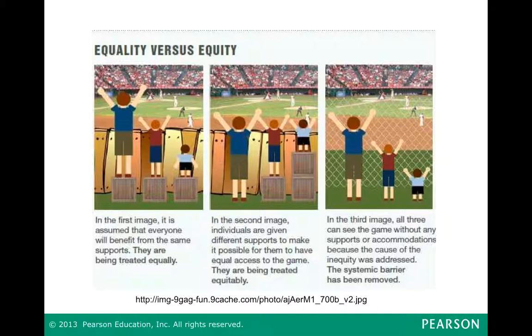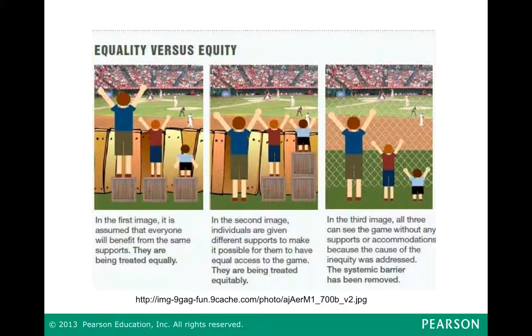So briefly, before we get started, this may be an image others have seen before, but I think it's a helpful way to visualize the difference between equality and equity. In the first image, it is assumed that everyone will benefit from the same supports and they are treated equally. So you can see the size boxes are the same, but clearly that's not working for the little guy on the right. In the second image, individuals are given different supports to make it possible for them to have equal access to the game, and they're being treated equitably.